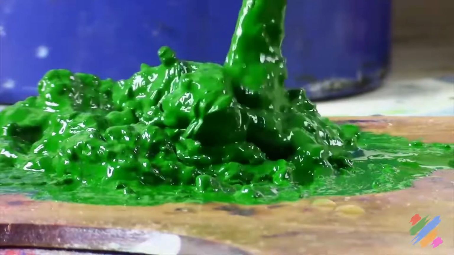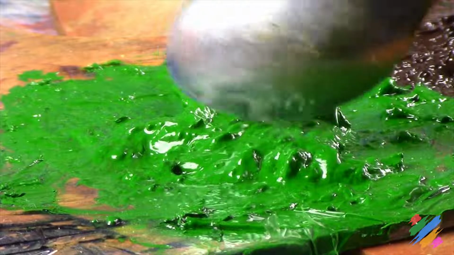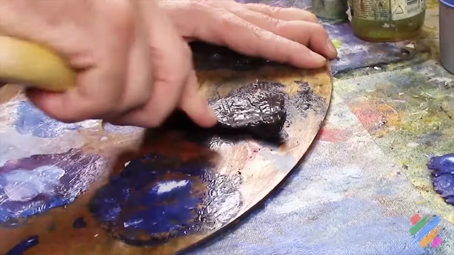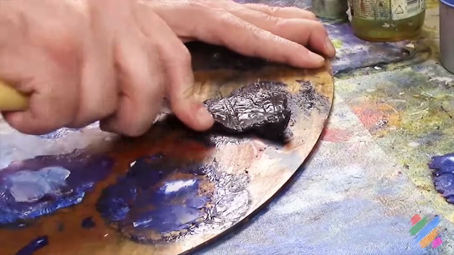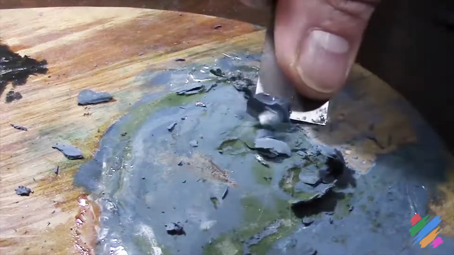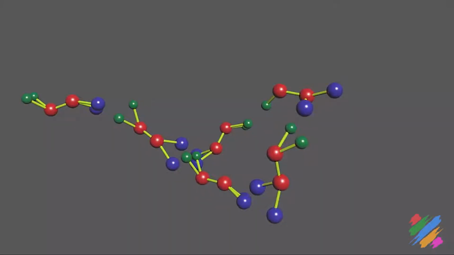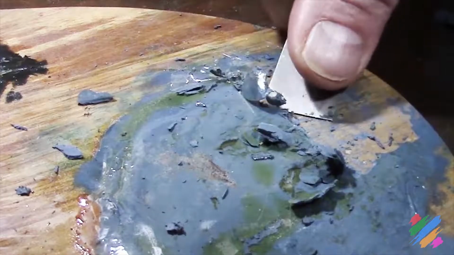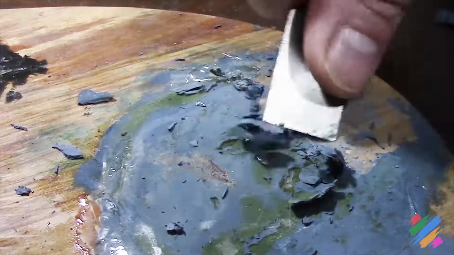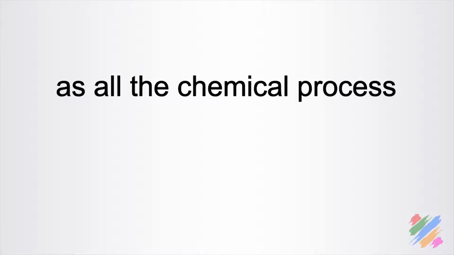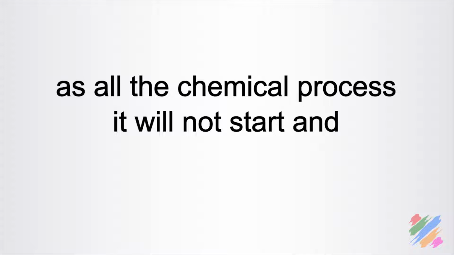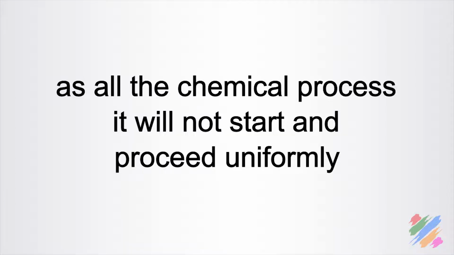At first the paint will turn from fluid to something gummy. Then, step by step, it will become harder and harder until at the end it will turn into something similar to a molecular crystal, which is nothing else than a large molecular aggregation which, as we have seen, is pretty easy to break. As with all chemical processes, it will not start and proceed uniformly. We will have areas where it will start earlier and areas where it will start later.